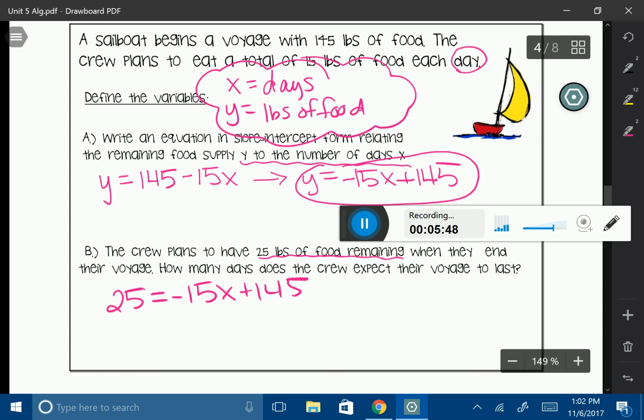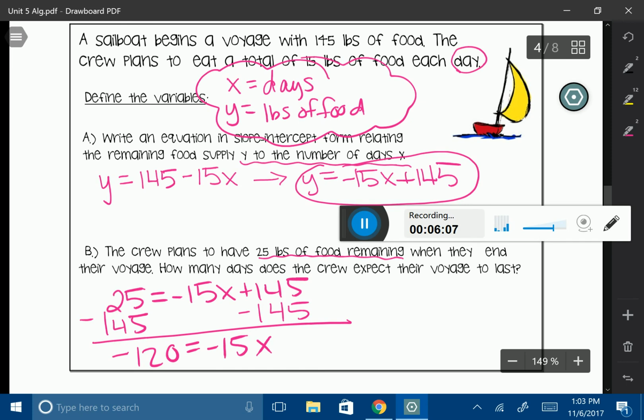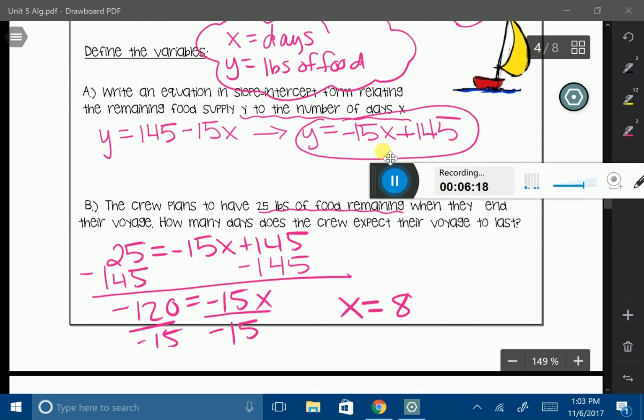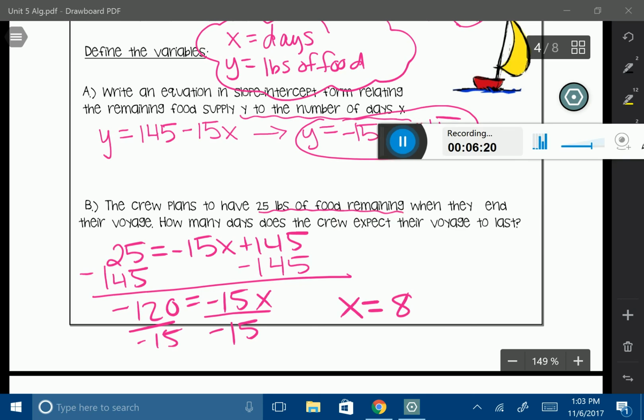Now I'm going to do some math here. I'm going to go ahead and solve for x. I'm going to do that by subtracting 145 from both sides. So 25 minus 145 is going to give me negative 120 is equal to negative 15x. And I'm going to go ahead and continue that and divide by negative 15. My x is going to equal 8. Well, if I look at it in the context of the problem, how many days does the crew expect their voyage to last? Well, I would say that my answer would be 8 days.